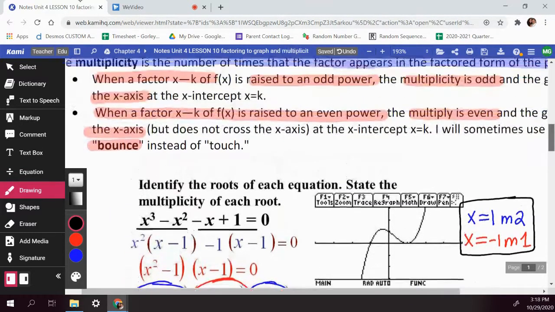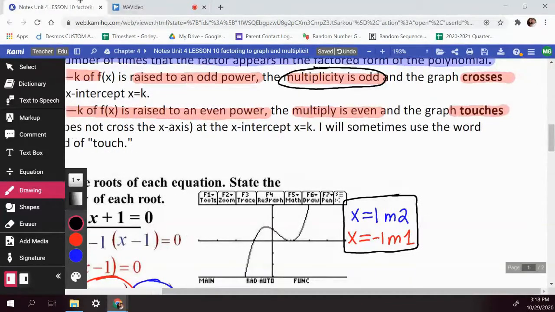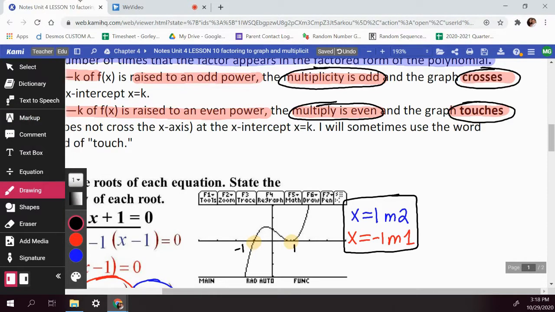Okay, keep in mind that if the multiplicity is odd, then what's going to happen? Then the graph is going to cross there, versus if the multiplicity is even, then the graph is just going to touch or bounce at that x-intercept. So look at my x-intercepts. I have an x-intercept here at -1, and I have an x-intercept here at +1. At -1, what's happening? Is it crossing over the x-axis, or is it bouncing off the x-axis? It's crossing.